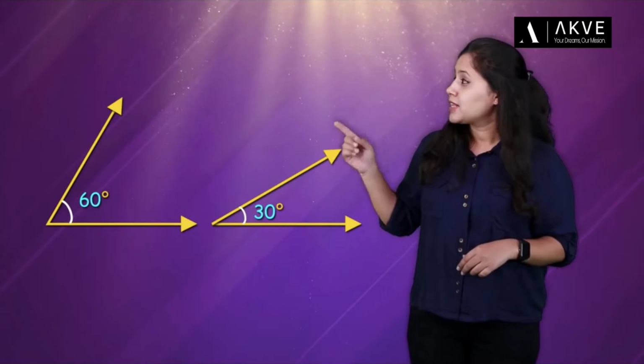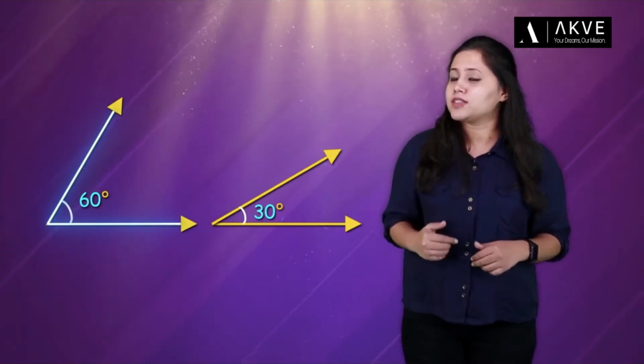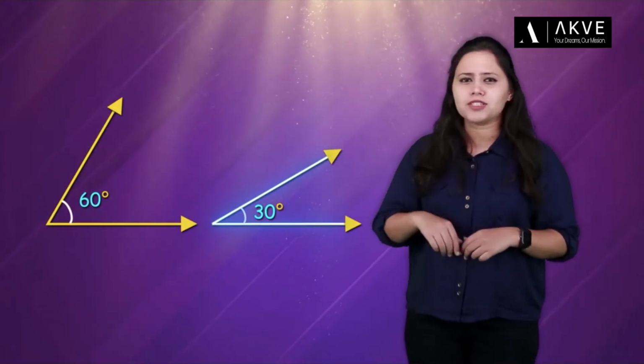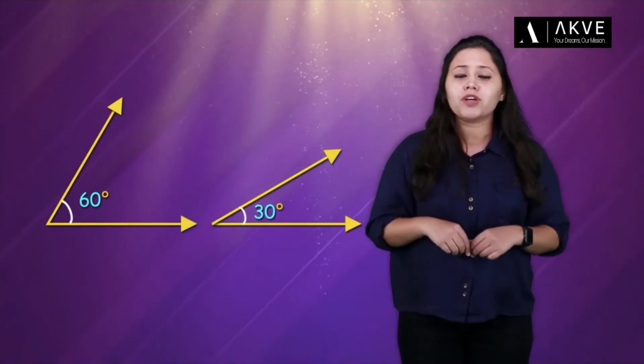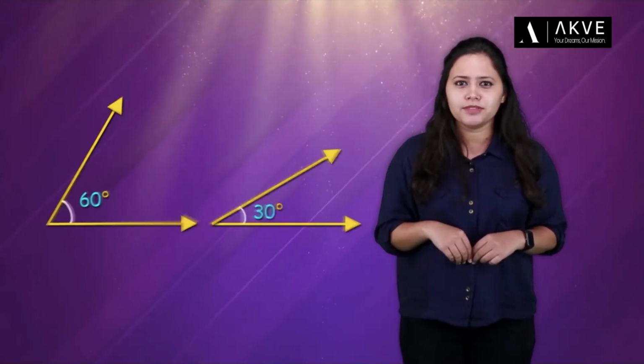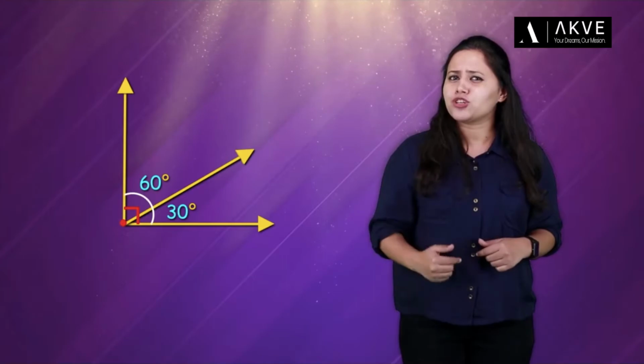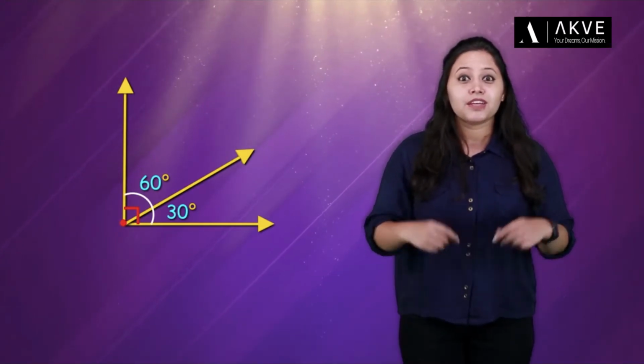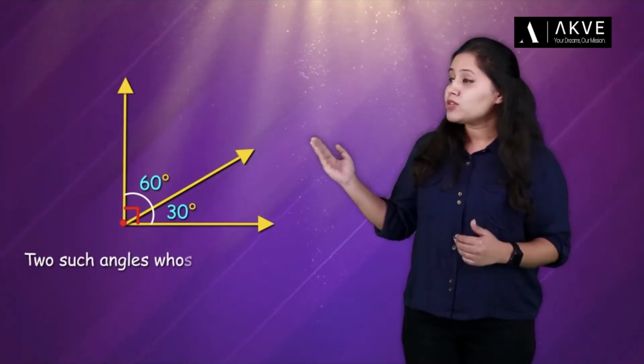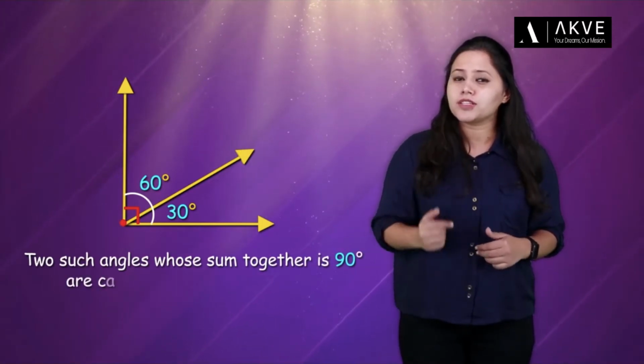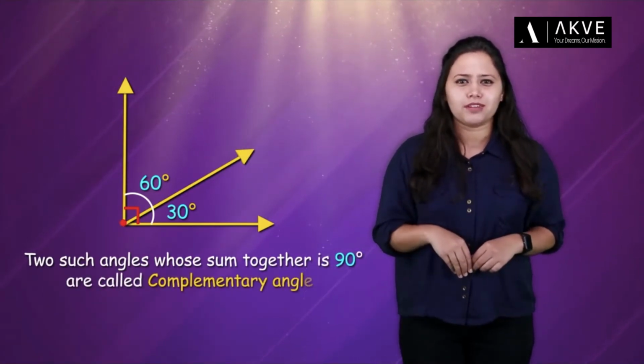Now that we have discussed a little about angles, let's look at the different relations between a pair of angles. Say this one. This angle measures 60 degrees, whereas this one measures 30 degrees. What would happen if we combine them together? They will add up to measure 90 degrees, right? So two such angles whose sum together form 90 degrees are called complementary angles.